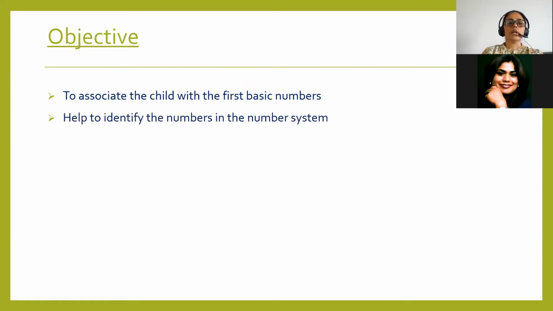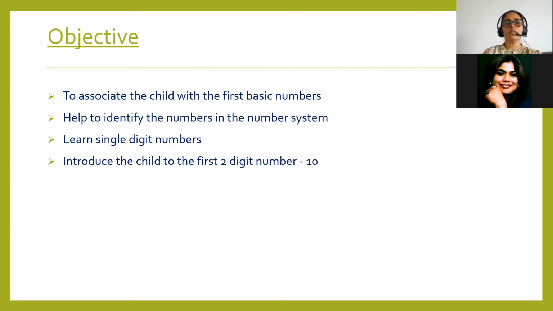So we are helping the child to understand or identify the numbers in the number system. They're going to be learning the single digit numbers. So this activity is basically to familiarize them with the single digit numbers. And also in this one activity, I am going to introduce the child for the first time to the first 2-digit number, which is 10. So 0 to 9 are 1-digit numbers, and the first 2-digit number the child will get associated with is the number 10.